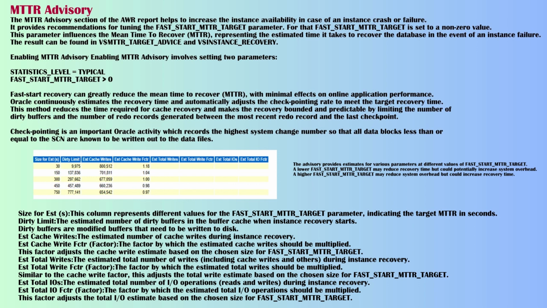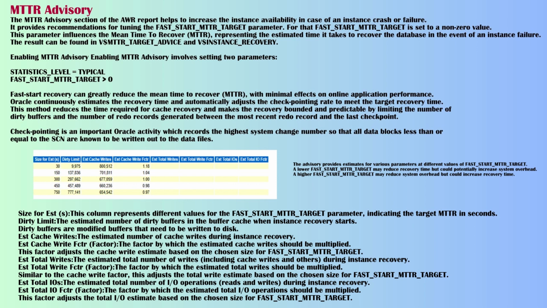Checkpointing is an important Oracle activity which records the highest system change number so that all data blocks less than or equal to the SCN are known to be written out to the data files. Size for this column represents different values for the fast_start_mttr_target parameter, indicating the target MTTR in seconds. Dirty limit, the estimated number of dirty buffers in the buffer cache when instance recovery starts. Dirty buffers are modified buffers that need to be written to disk.